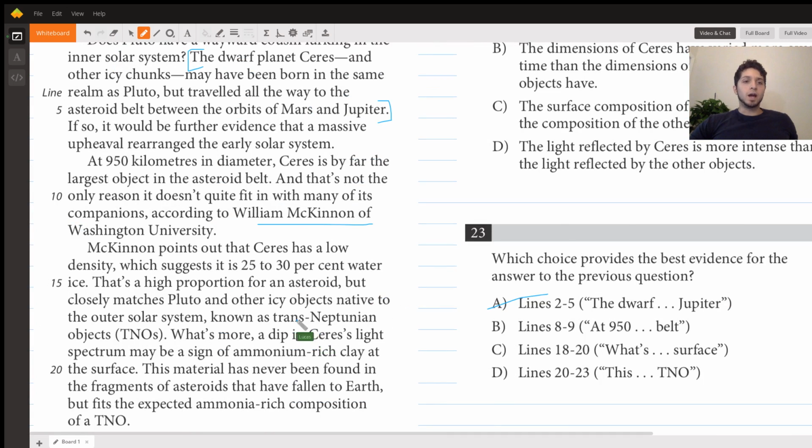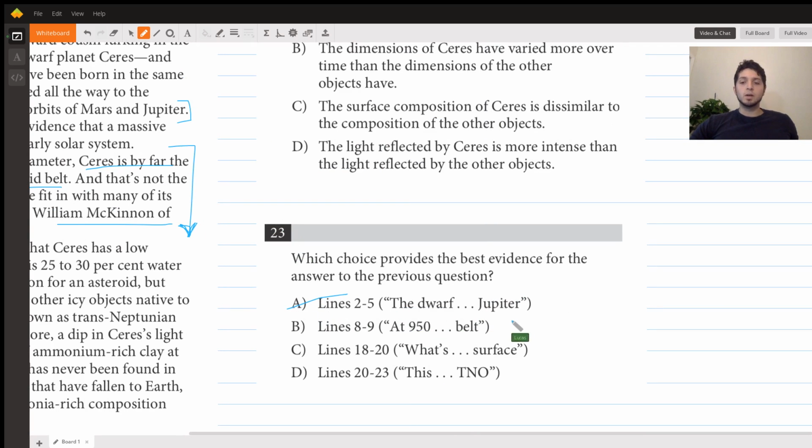Then we go to lines 8 through 9, which say, at 950 kilometers in diameter, Ceres is by far the largest object in the asteroid belt. This is a pretty clear statement of why Ceres is different from other objects in the asteroid belt. And even though it comes right before the exact mention of William McKinnon, there's a little bit of back reference, because it says that's not the only reason it doesn't fit in with many of its companions, according to William McKinnon. So it seems he also believes that Ceres is by far the largest object in the asteroid belt. I think it's from his perspective. We can make a fair case for that. So I would keep B for now.